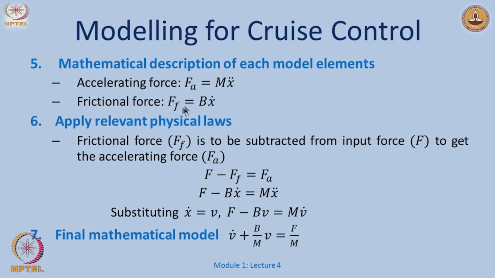Well, this is B x dot, and the accelerating force is m x double dot, and substituting that dx by dt is the velocity, I can write my equation as F minus B times V equal to m times V dot. Or the final mathematical model would look like V dot plus B over m times V is F over m. A very simple model which captures the cruise control in a car, right. This is a very simplified model, but still gives us some basic understanding of the dynamics of the system.